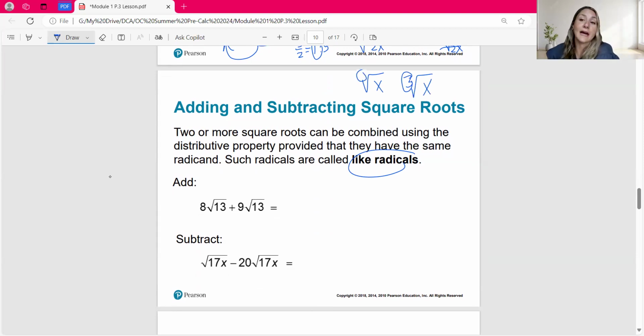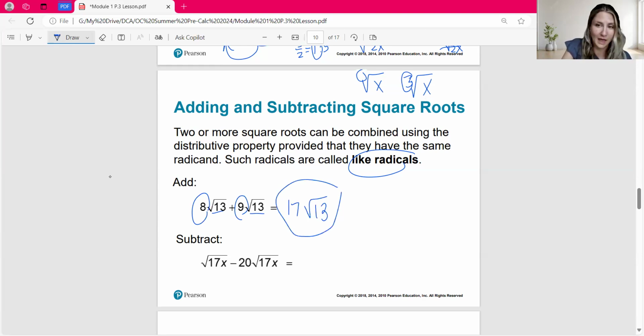Okay, so if we add 8 square root 13 plus 9 square root 13, because these are like radicals, we can add these two terms together. All we need to do is focus on the numbers in the front. So I know that this is 17 square root 13. And that's all that can be done with this problem.